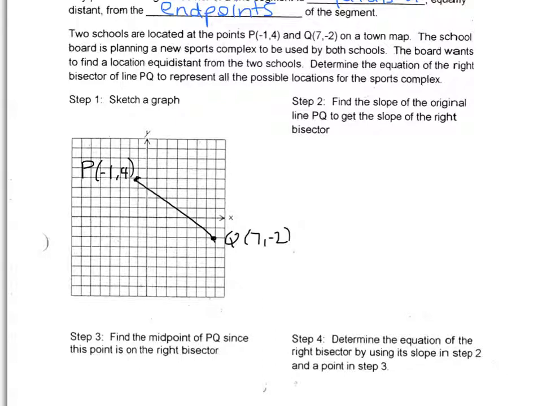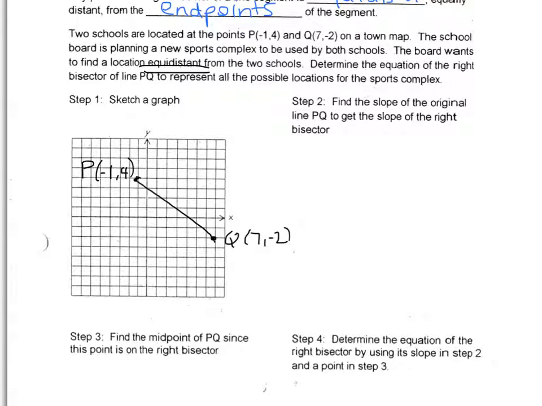It says the school board is planning a new sports complex to be used by both schools. The board wants to find a location that's equidistant, or that's the same distance from the two schools. So any point on a perpendicular bisector would actually be equidistant from the two endpoints. That's one of the characteristics of the perpendicular bisector. So we're going to try to determine the equation of the right bisector of the line segment PQ to represent all possible locations for the sports complex.